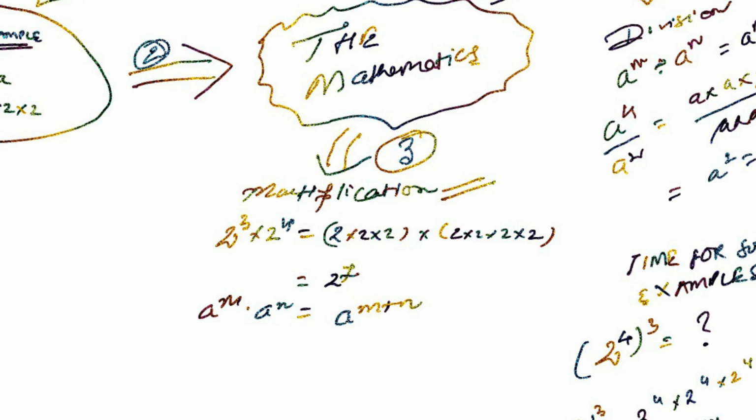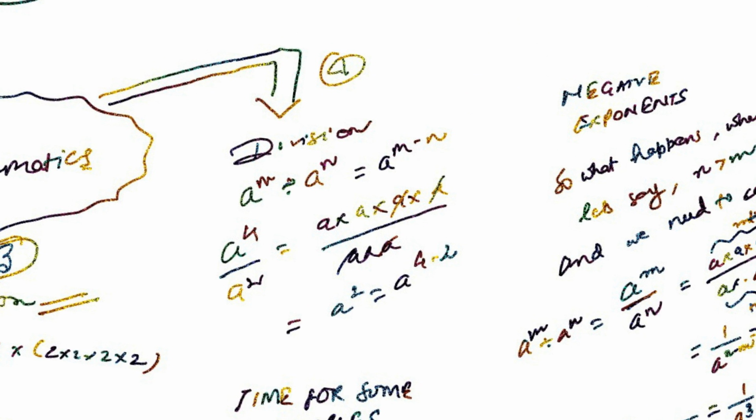you say 2 cube into 2 to the power 4, it means 2 multiplied by itself 3 times and 2 multiplied by itself 4 times, which is 2 into 2 into 2 into 2 into 2 into 2 into 2. That is 2 to the power 7. So a to the power m into a to the power n is nothing but a to the power m plus n. Now, how do you define division?